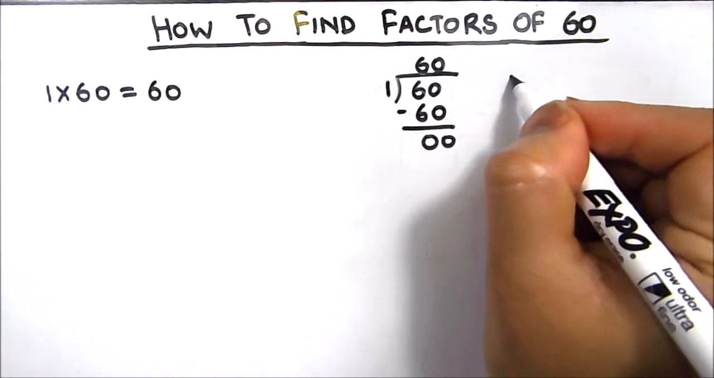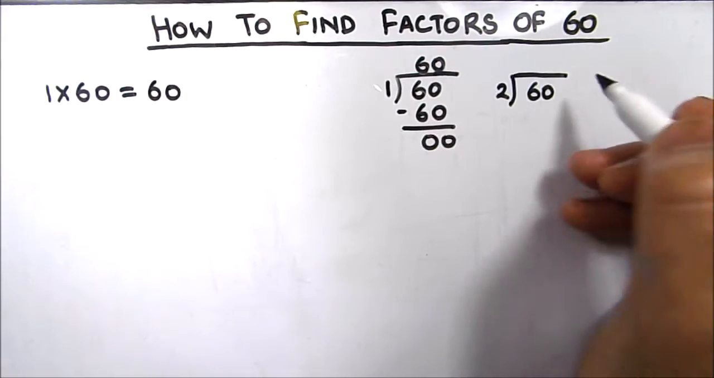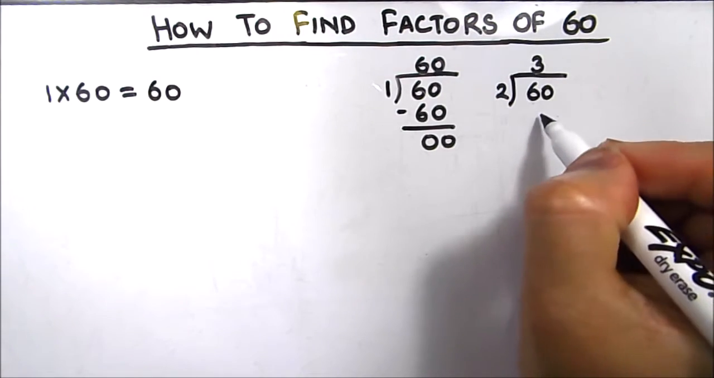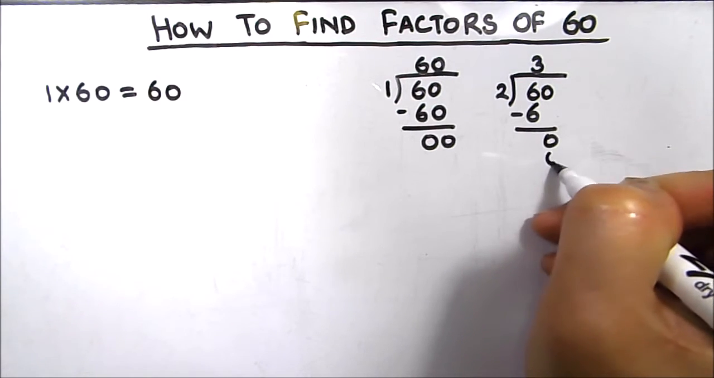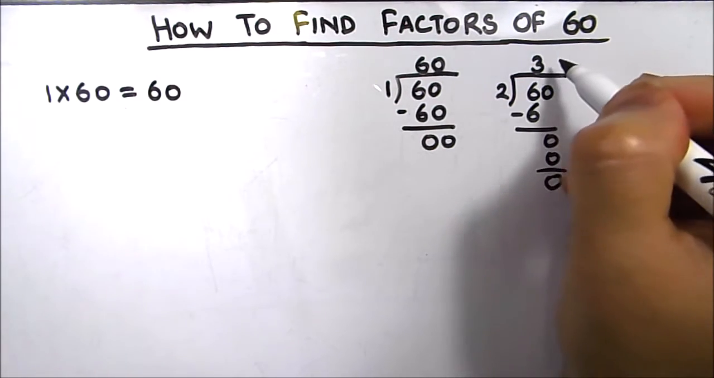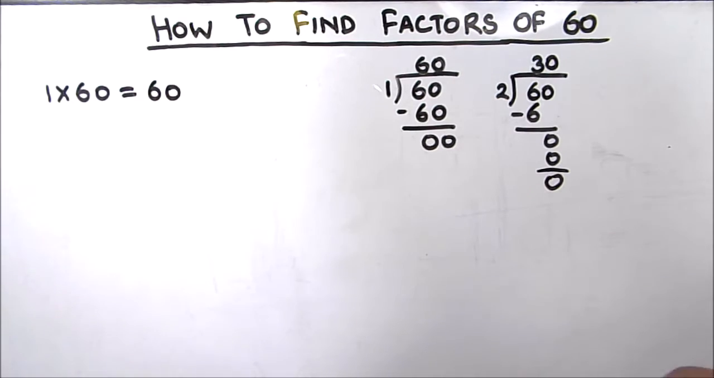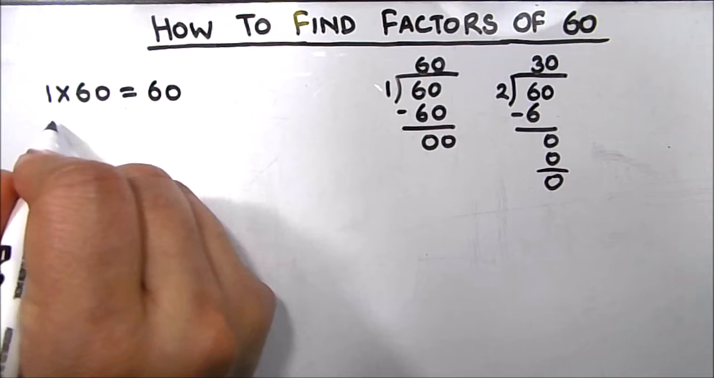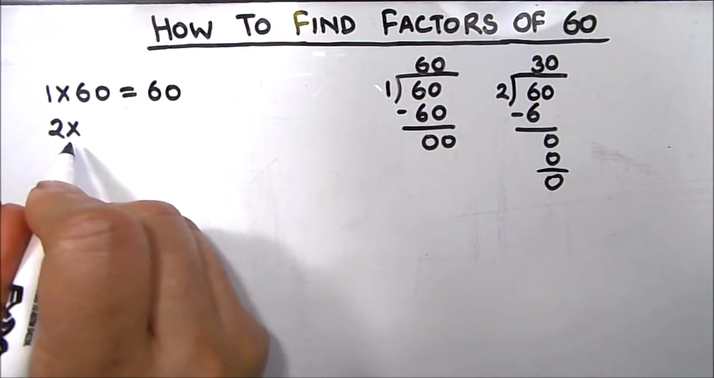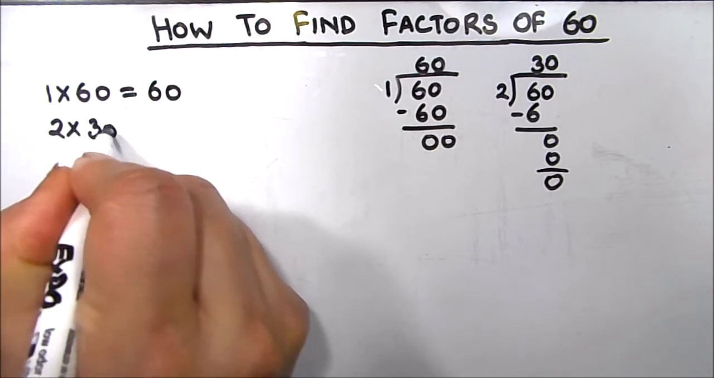Now we will divide 60 by number 2. 60 divided by 2. So 2 times 3 is 6, and 2 times 0 is 0. So here too we are getting 0 remainder. That means 2 is also a factor of 60. We got two factors as 2 times 30 is equal to 60.